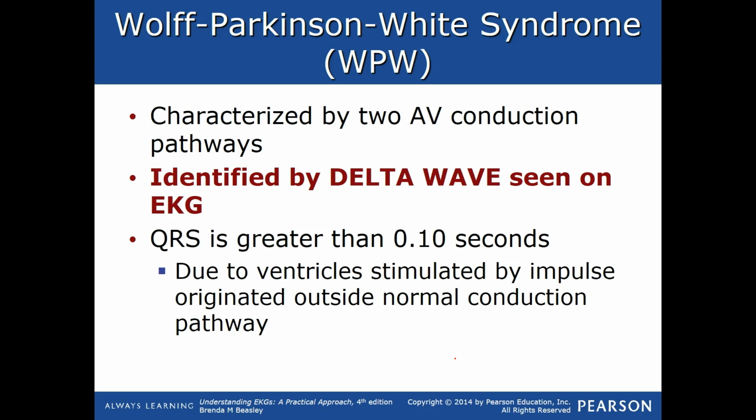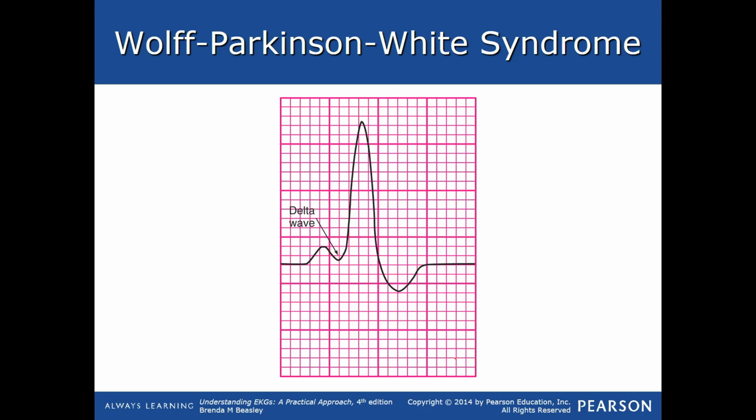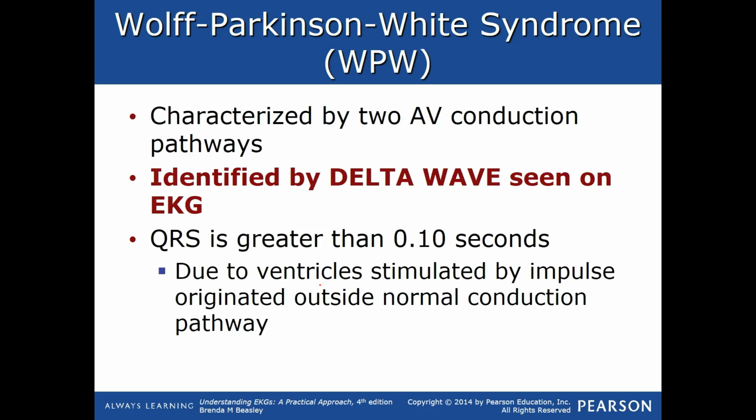WPW we won't go too much into, but it's characterized by 2 AV conduction pathways, and then you have a delta wave. You can see that right here. So this slurring between your P wave, this slurring here, is going to be your delta wave. And the problem is it's due to the ventricles stimulated by the impulse originated outside the normal conduction pathway, so you don't have those nice, sharp, crisp little lines.